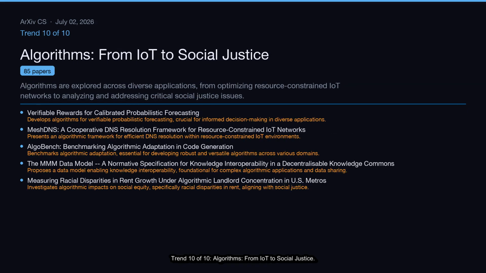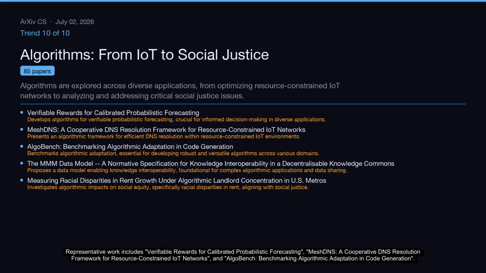Trend 10 of 10, algorithms, from IoT to social justice. Algorithms are explored across diverse applications, from optimizing resource-constrained IoT networks to analyzing and addressing critical social justice issues. This cluster covers 85 papers. Representative work includes verifiable rewards for calibrated probabilistic forecasting, Mesh DNS, a cooperative DNS resolution framework for resource-constrained IoT networks, and AlgoBench, benchmarking algorithmic adaptation in code generation.